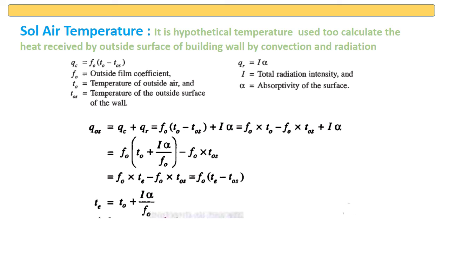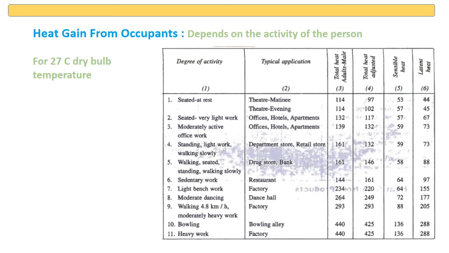So F0 is taken common, so F0 will be multiplied by (T0 plus I alpha divided by F0). This T0 plus I alpha divided by F0 is giving rise to TE, which is called the solar air temperature. This is the effective temperature that you can see if you are considering F0. So this is called effective.